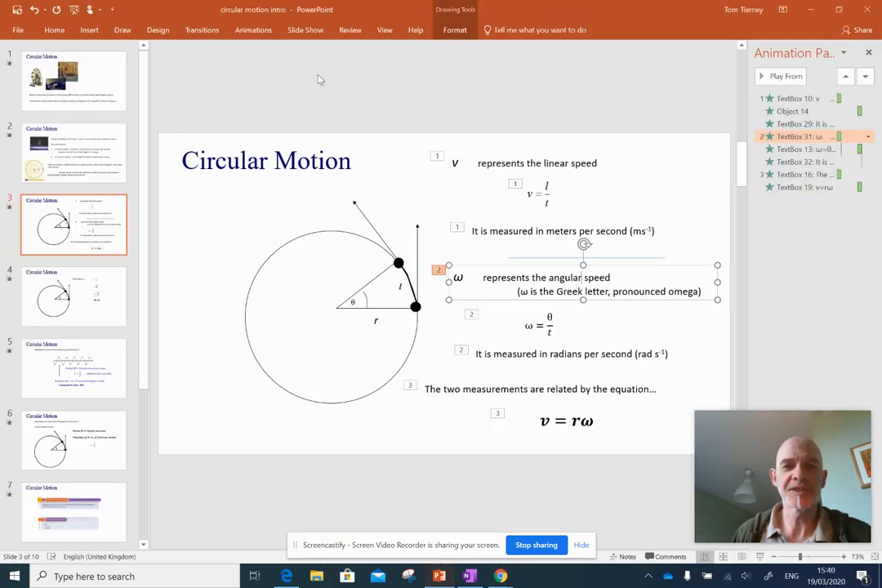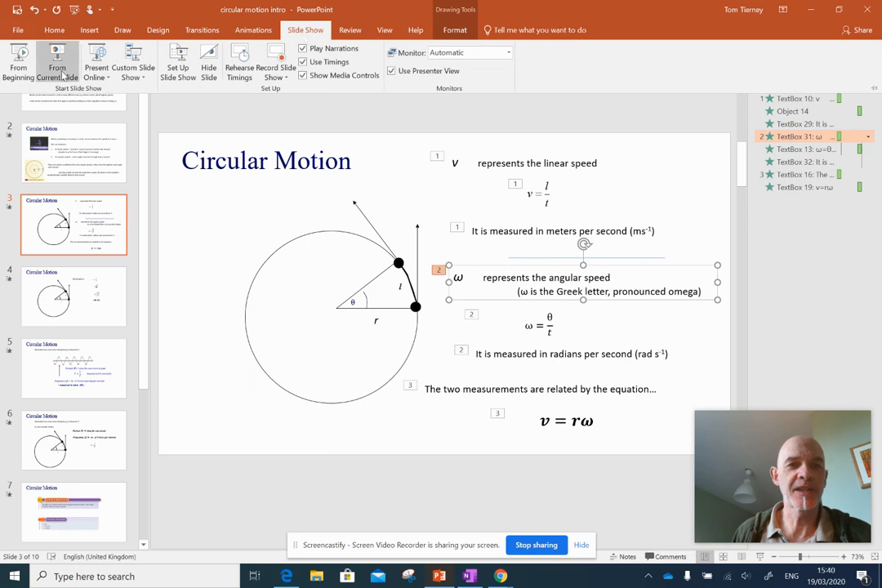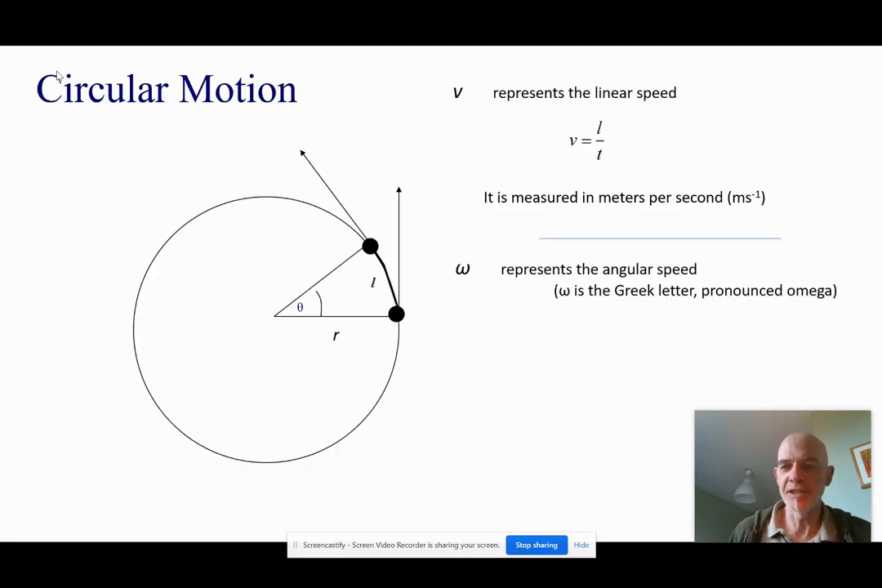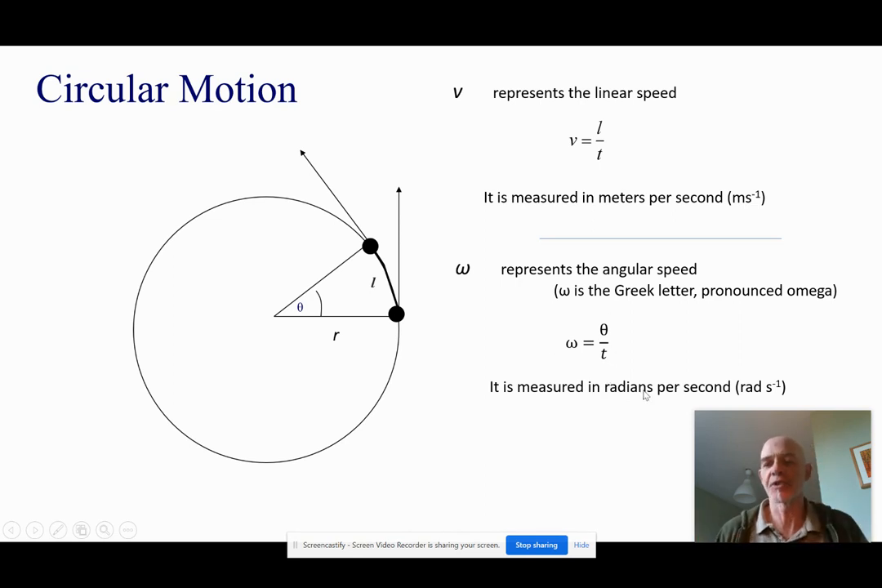You may have noticed the mistake there that I've just quickly corrected. So we've agreed that linear speed is distance over time, measured in meters per second. Omega represents the angular speed, what angle it moves through each second. So if we look at the angle theta divided by the time t, the angular speed is theta over t. It's measured in radians per second, not degrees per second.